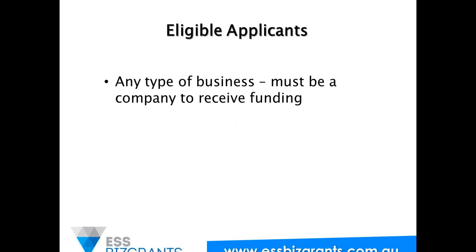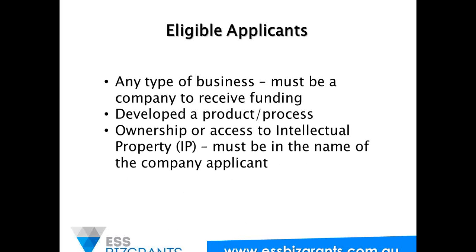So let's look at eligible applicants for Accelerating Commercialisation Grant. Any type of business can apply, a sole trader, a partnership, a trust, but by the time the applicant is ready to enter into an agreement with the Commonwealth, and that's obviously presupposing that they have been approved, then they have to have incorporated a company. So the government will only sign agreements for this grant with companies. They need to have developed a product or process. And they must own or control the intellectual property.